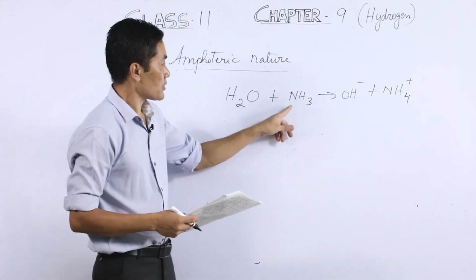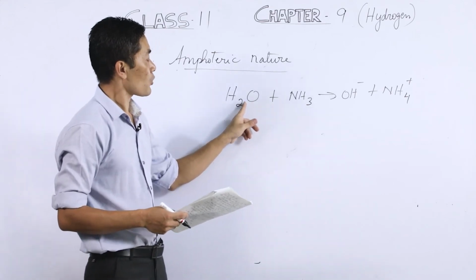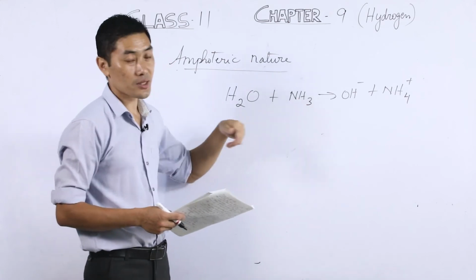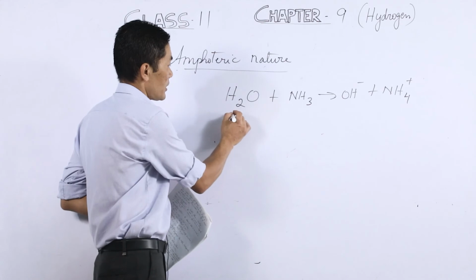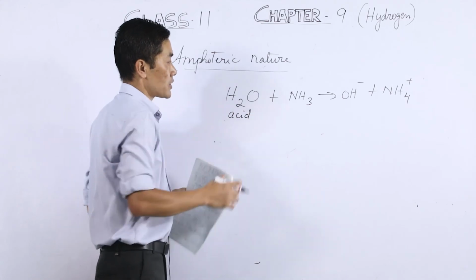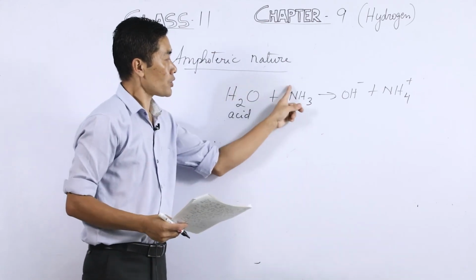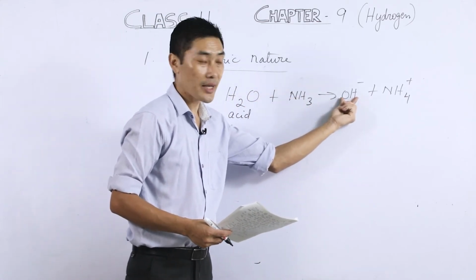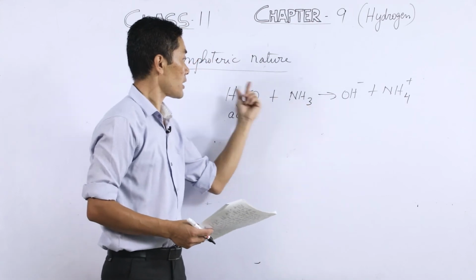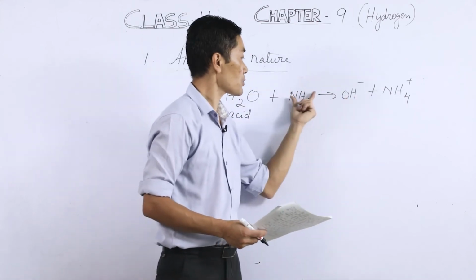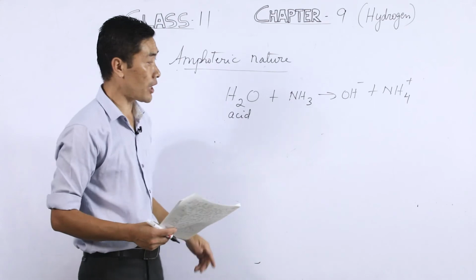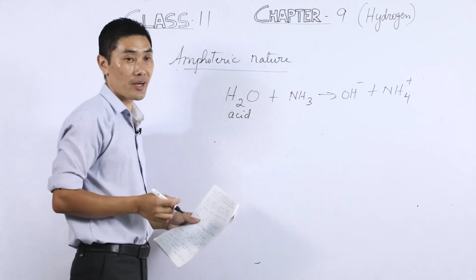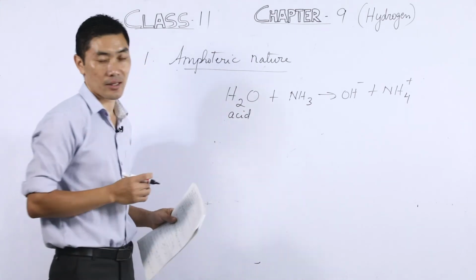If we see this reaction, water gives out one proton to NH3. It donates a proton, and therefore it acts as an acid in this reaction. After donating one proton, a hydrogen ion, it forms OH-, the hydroxyl ion, and NH3, after receiving the hydrogen ion, becomes NH4+, the ammonium ion. So in the reaction, water donates a proton to ammonia, and therefore it acts as an acid.